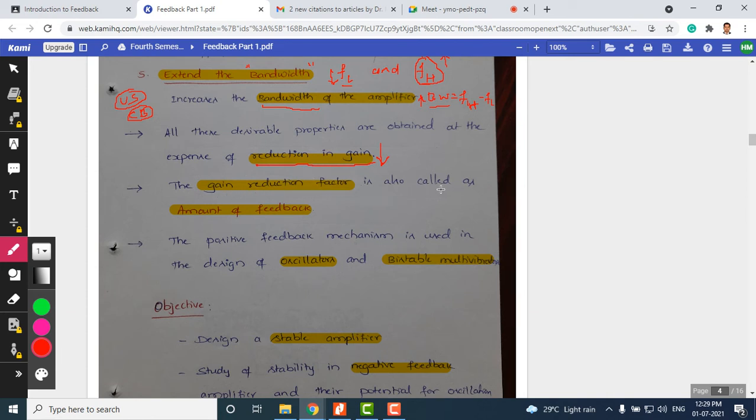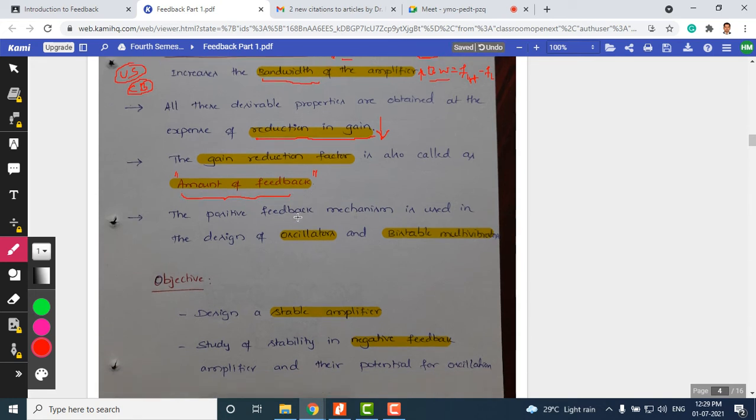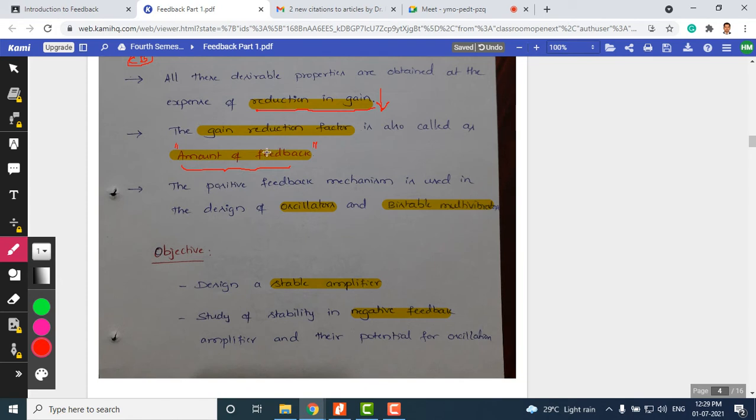The gain reduction factor is also called the amount of feedback. There are alternative names which we give for the gain reduction factor. How much gain is reduced is nothing but the amount of feedback. We will discuss this later on.